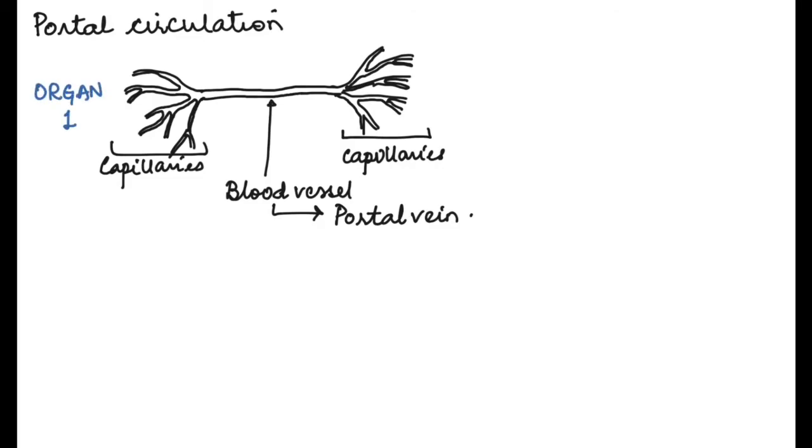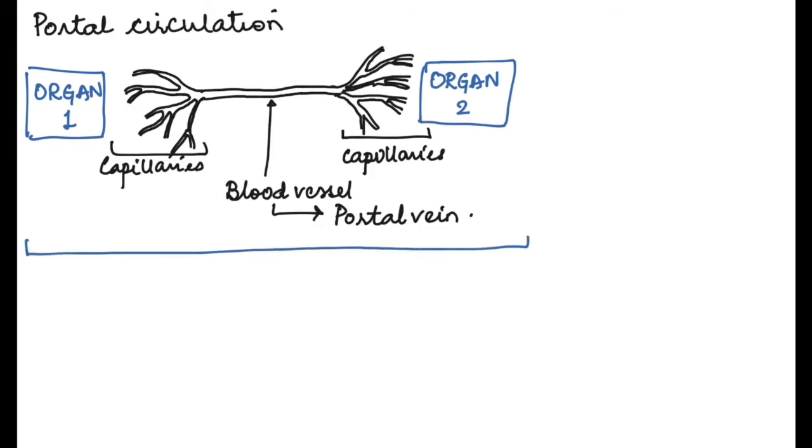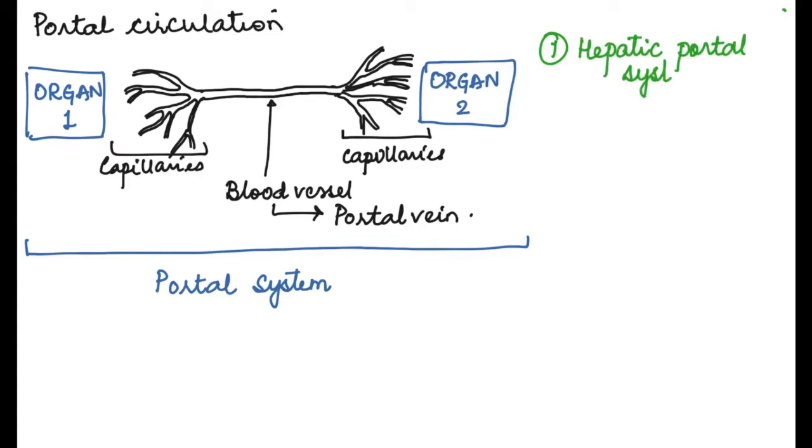So here, the capillaries begin from one organ and it ends in another organ. So from organ 1, it does not go to the heart, but it goes to another organ and then goes to the heart. So this entire system, which includes the organ and the portal vein, is called as a portal system. In our body, we have two portal systems.